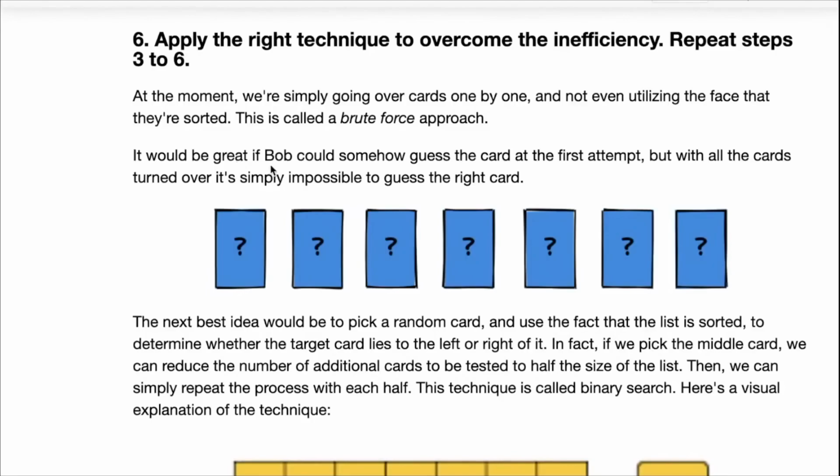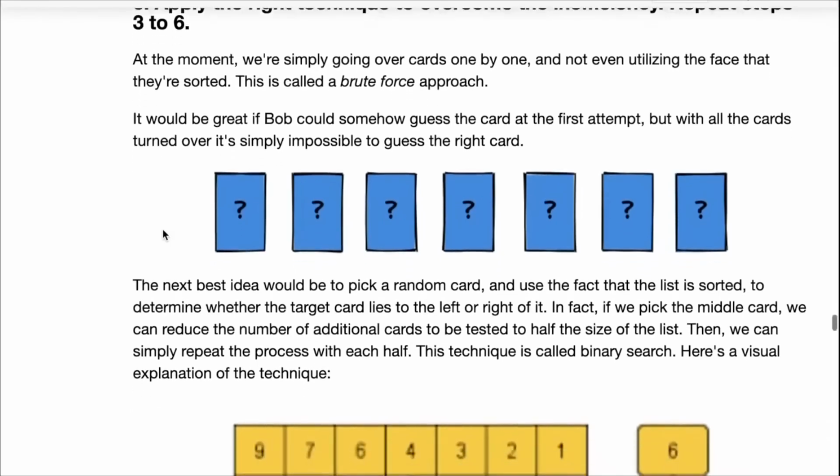So at the moment, we are simply going over the cards one by one and not even utilizing the fact that they are sorted. And that's why our approach is pretty poor. We're basically checking everything. So it's not a great solution, but it would be great if somehow this would be the best case.